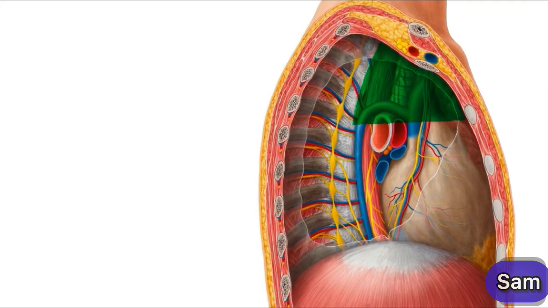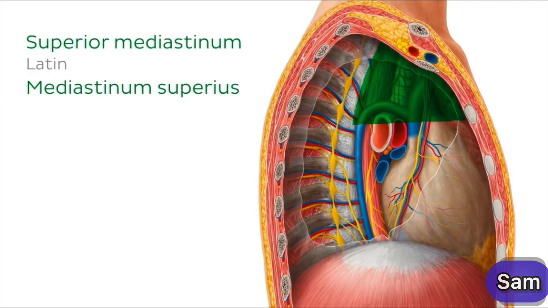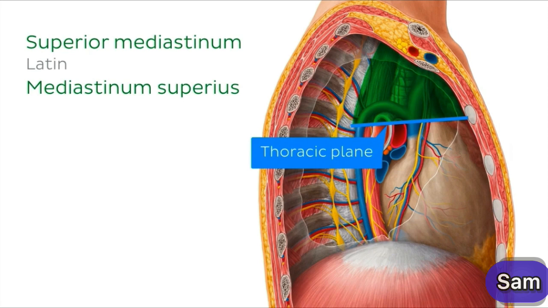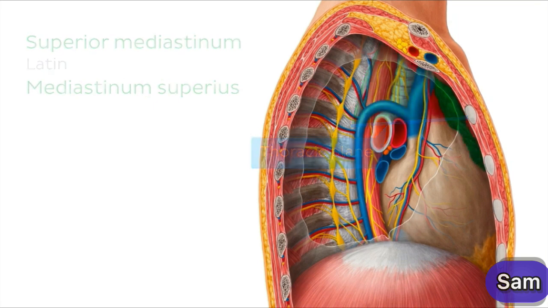So just to remind ourselves of where the superior mediastinum begins and ends, remember that it is the space superior to the thoracic plane, running from the sternal angle and the T4 to T5 intervertebral disc. And we're going to work anterior to posterior and quickly identify the major structures found here.